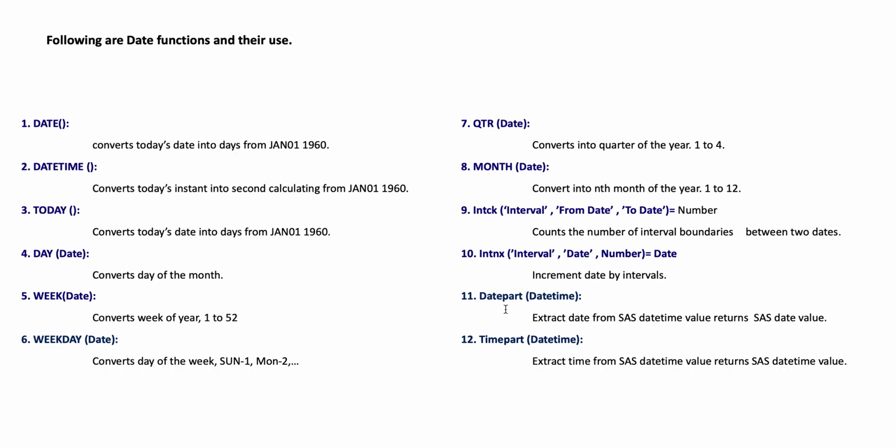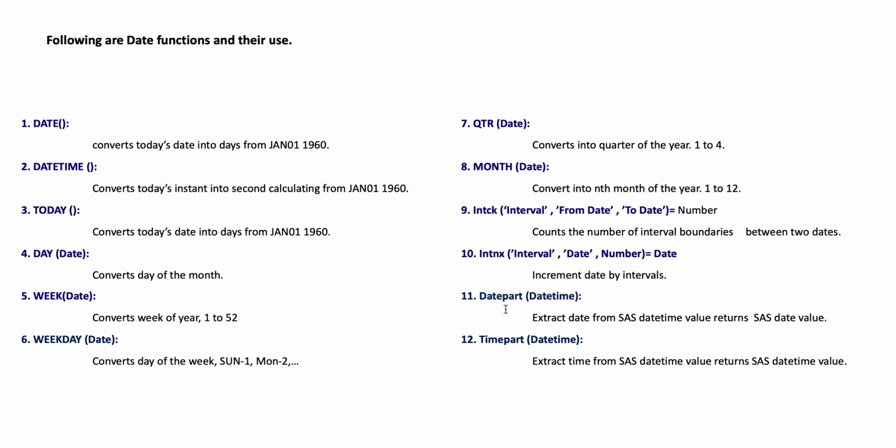There are 12 classes. Number 1, DATE. It converts today's date into days from 1st of January 1960. Number 2, DATETIME. It converts the current instant into seconds, calculating from 1st of January 1960. Number 3, TODAY. It converts today's date into days from 1st of January 1960. This gives exactly the same result as the DATE function.